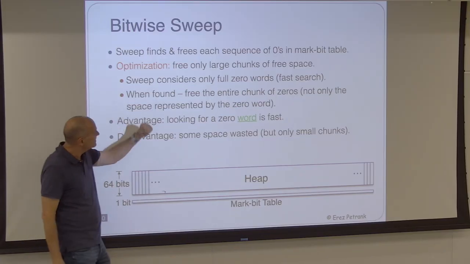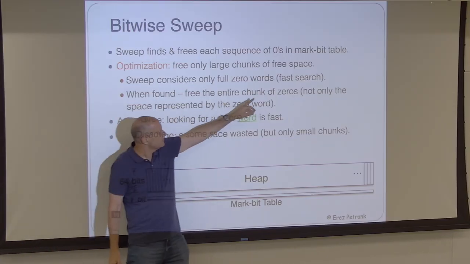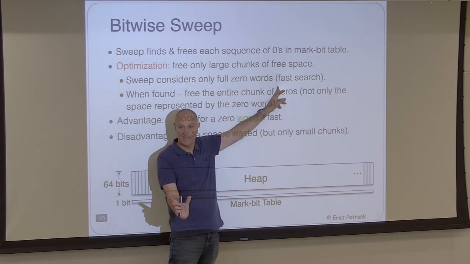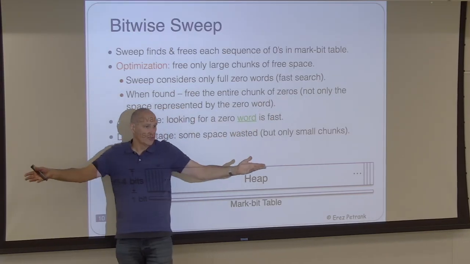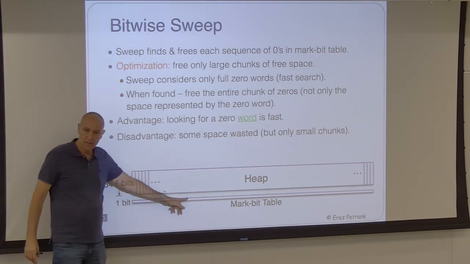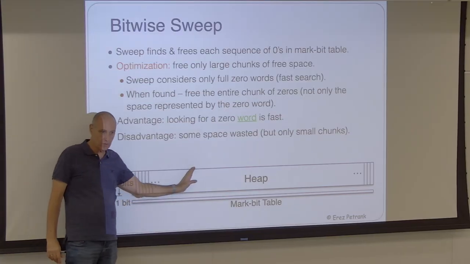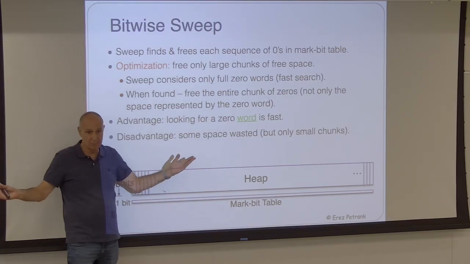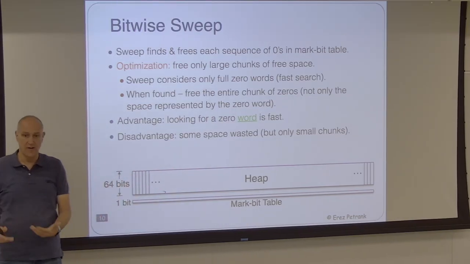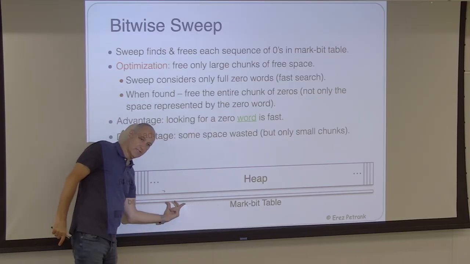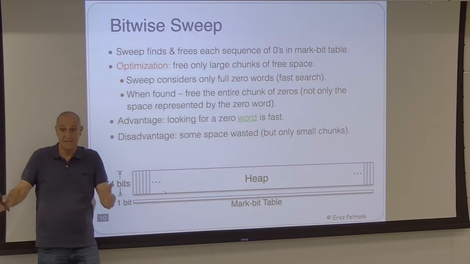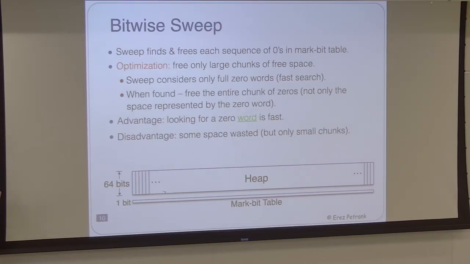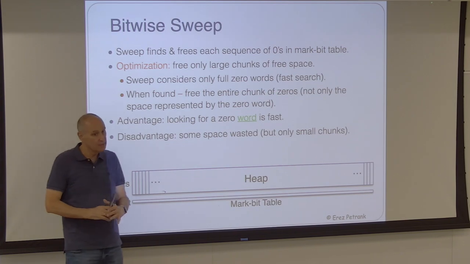But this creates a very fast search for the next 0-bit sequence because it's just a word in this mark bit table. And a word represents 64 words that all have to be unused in order for me to find these 64 bits that are all zeros. Okay, and it has to be aligned. Is this clear, what I'm gaining and what I'm losing? Yeah.